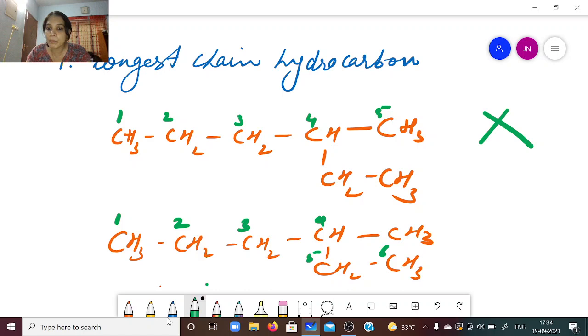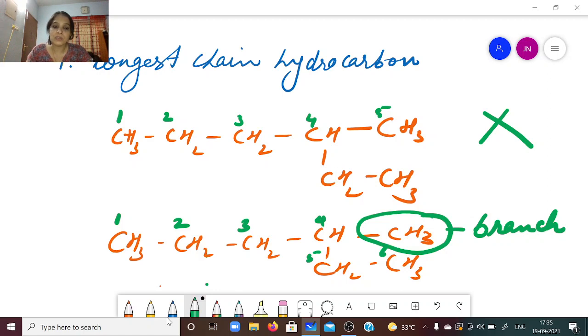As I told, this bend can be straightened also, and this can come here. I hope you can understand. And this is the branch. This CH3 is the branch. Clear? So this is the longest chain and this is the branch. So that is how we are finding out the longest chain hydrocarbon.